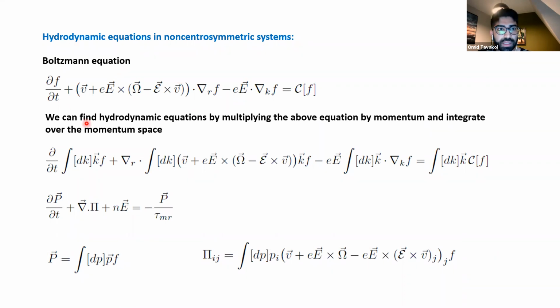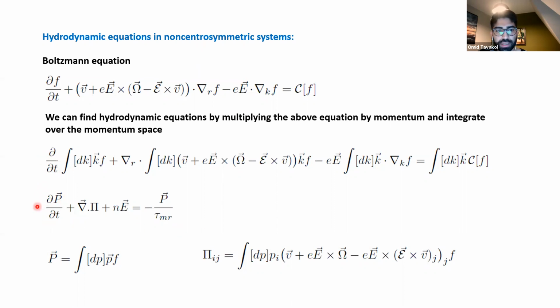Now let us start with the usual Boltzmann equation. In this Boltzmann equation, I just plugged in the r dots and k dots from the equations of motion from the previous slides. By using the Boltzmann equation, you can find quasi-conserved quantities like momentum: you can just multiply the Boltzmann equation by momentum and integrate over the momentum space. In this way, you can compare these two equations.